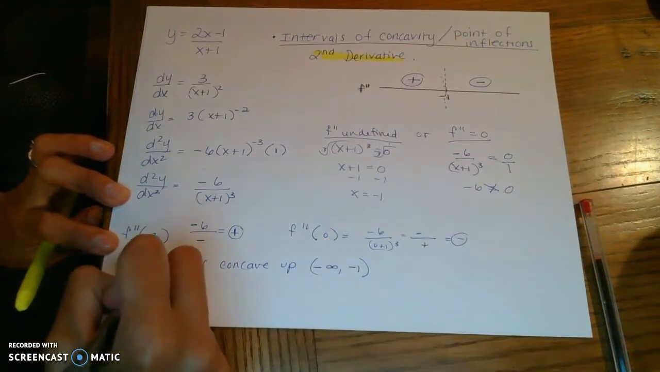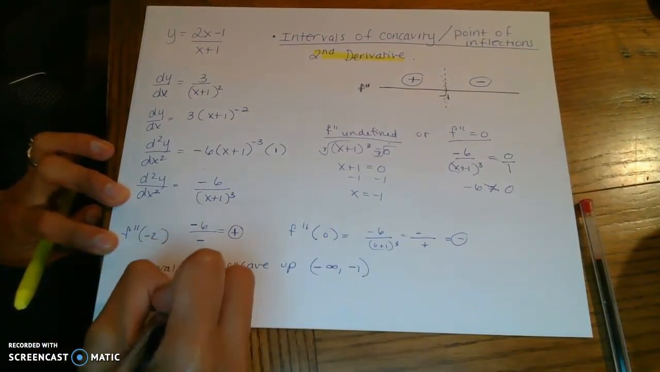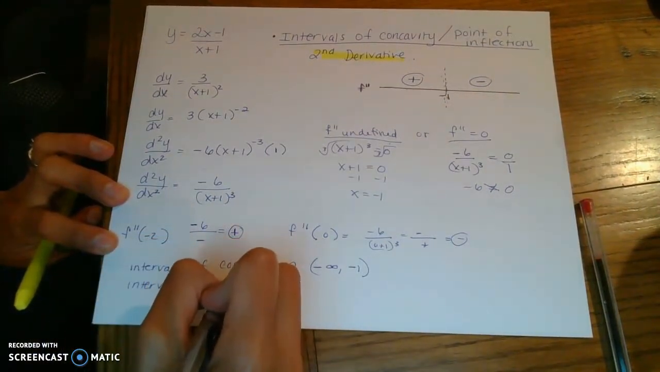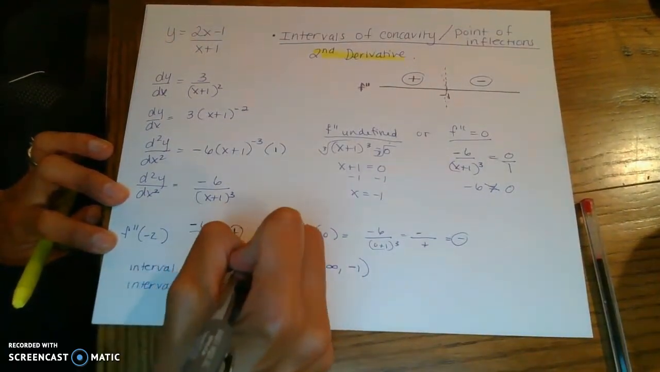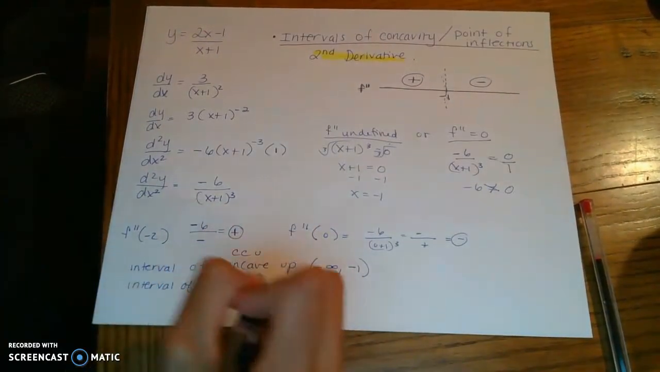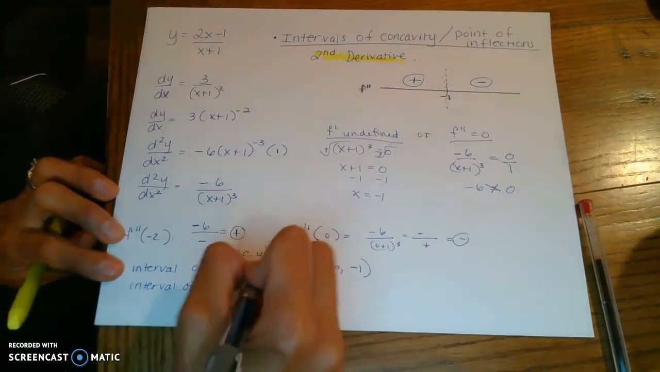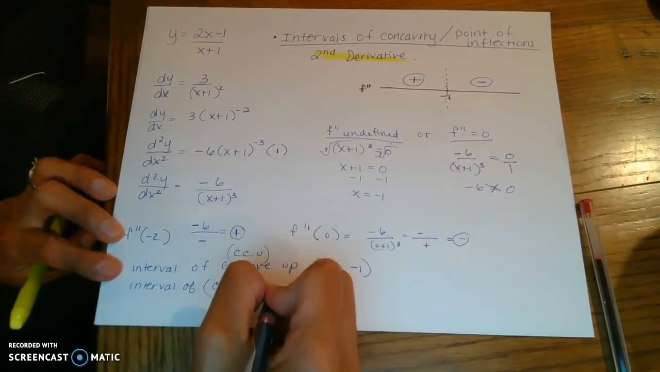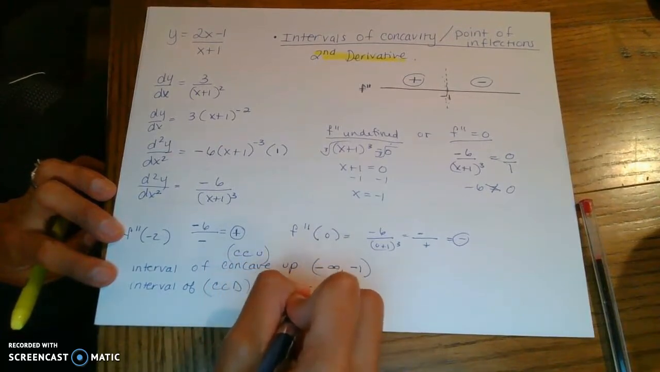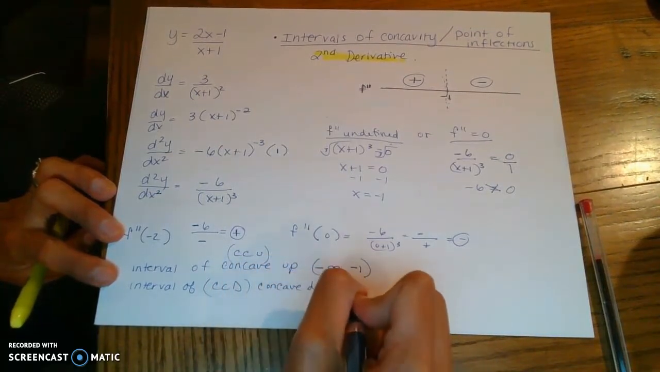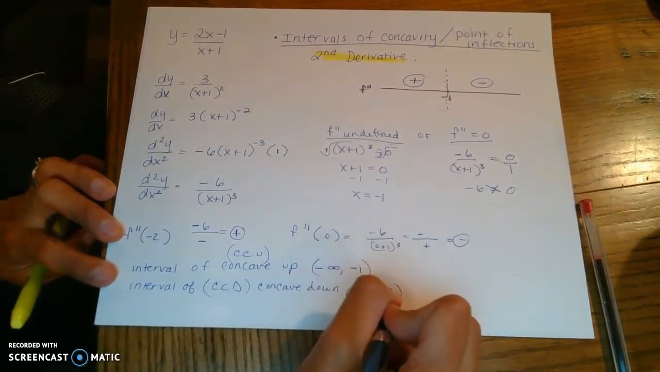And then the interval of concave down. I just write concave down as CCD and concave up as CCU, just so you guys start getting comfortable, that's how we do it in AP Calc. So this is concave down from -1 to positive infinity.